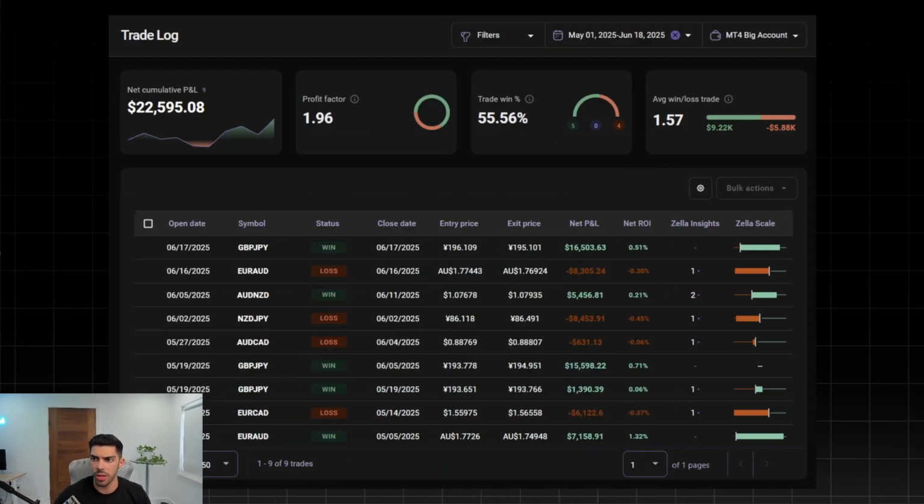I'll probably just withdraw between 8 to 10K. I don't want to withdraw more than half, just so I have that buffer and I keep increasing my capital and I just continue to compound the results.